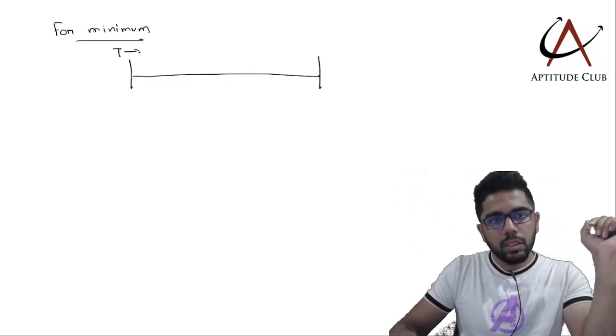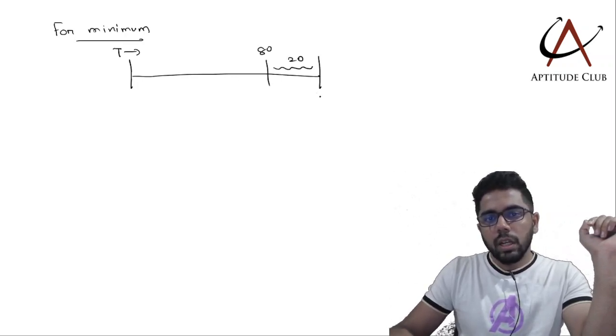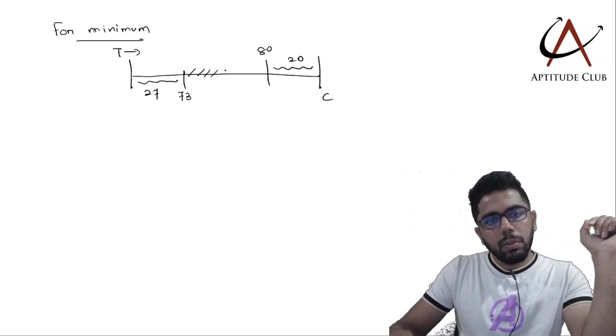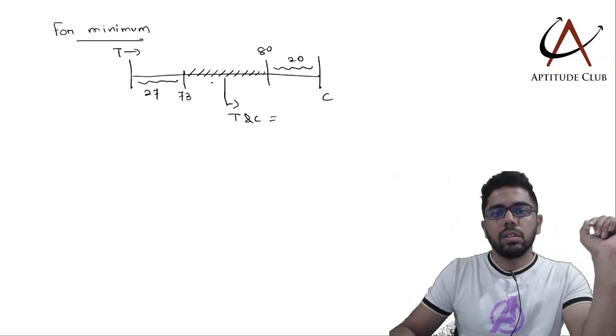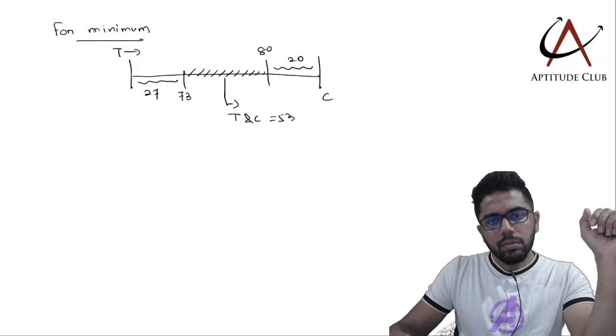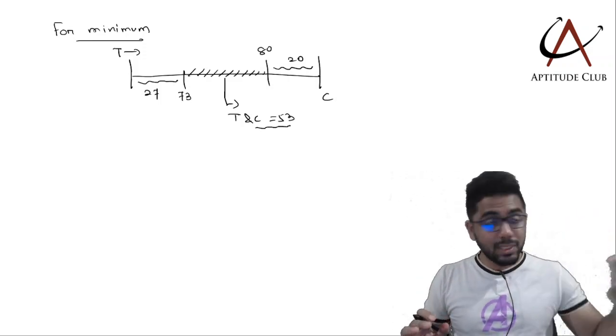Tea from this side. There are 80 people who like tea, so there are 20 people who do not like tea. And if I take coffee from this side, there are 73 people who like coffee, so there are 27 people who do not like coffee. So this is the part that likes both tea and coffee. And what will this be? 80 minus 27 basically, so 53 people. 53 people at minimum will like tea and coffee. It cannot go below this.